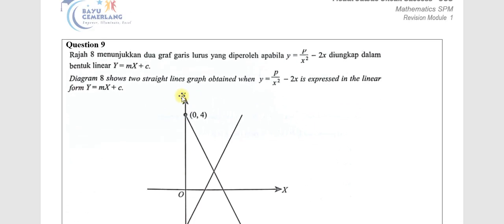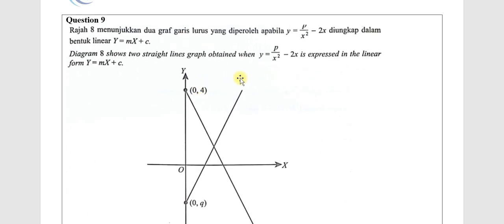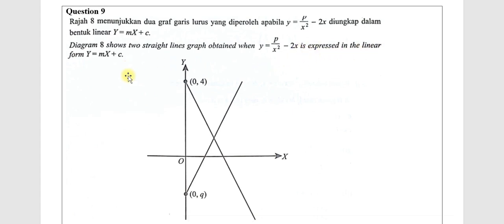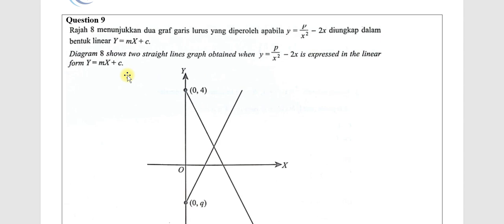Okay, this question, diagram 8 shows two straight lines. Satu line dia bagi pun tanya berlambat, dia bagi dua line pula sekarang. Two straight lines obtained when y equals to p over x square minus 2x is expressed in the linear form. Find the value of p and q. Okay, maksudnya, kenapa dia lukis dua line? Ada fikir tak kenapa? Sebab y equals to p over x square minus 2x ni ada dua cara kita nak jadikan linear. Jadi dia lukislah dua garisan.